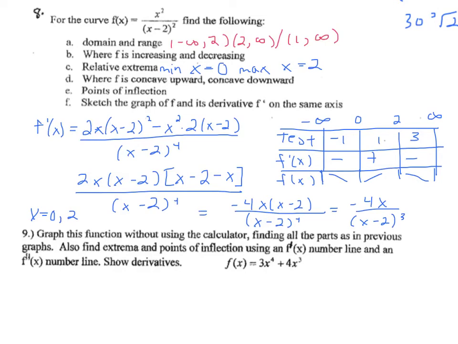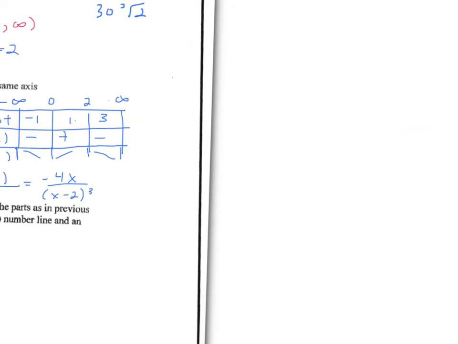To figure out the points of inflection and the concavity, we'll need to do the second derivative and then the second derivative test. So the second derivative is the derivative of the top times the bottom, minus the top, so plus a 4x, times the derivative of the bottom, all over the bottom squared.